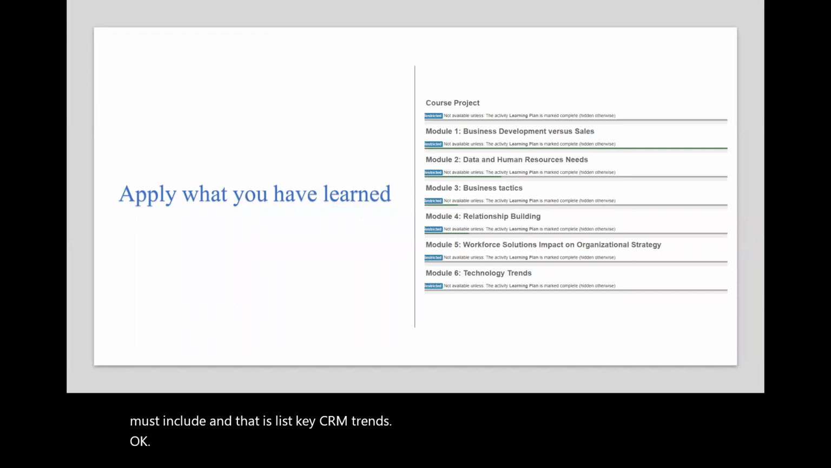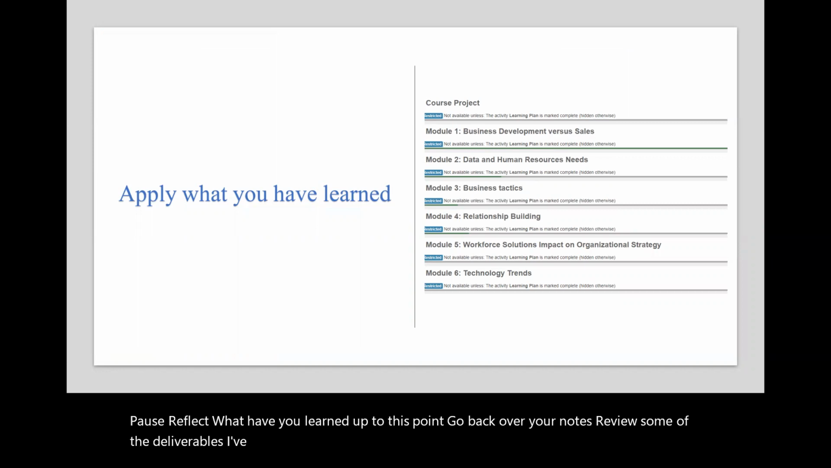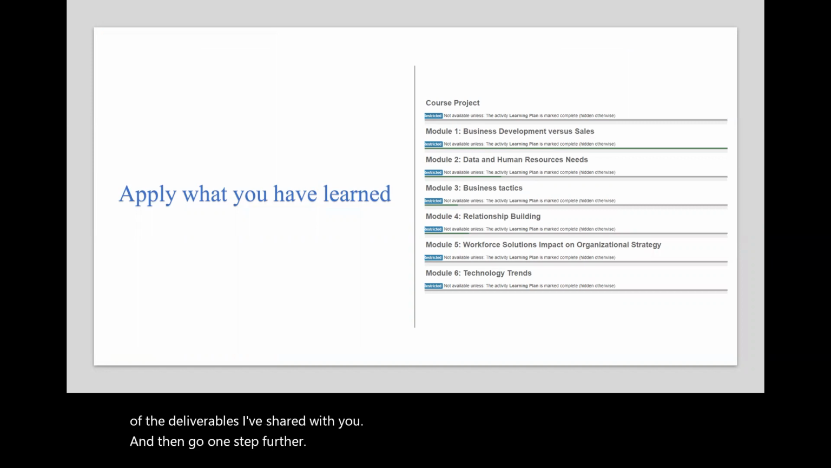Pause, reflect. What have you learned up to this point? Go back over your notes. Review some of the deliverables I've shared with you. And then go one step further. Give us additional information.